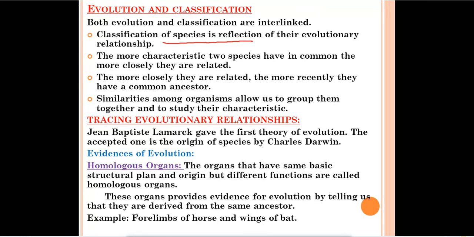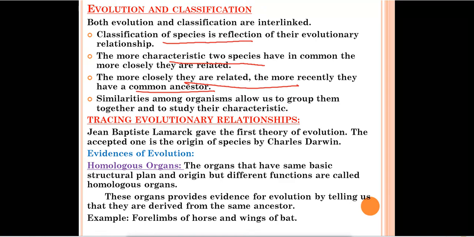The more characteristics two species have in common, the more closely related they are. Suppose we are taking two species. If they have some common characteristics, we can say that they are closely related to each other, meaning they have evolved from the same origin. Next, the more closely they are related, the more recently they share a common ancestor. If they are closely related, they must have a common ancestor, meaning they evolved from the same origin.